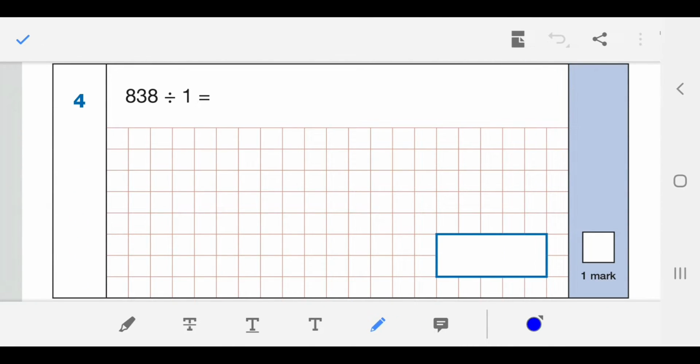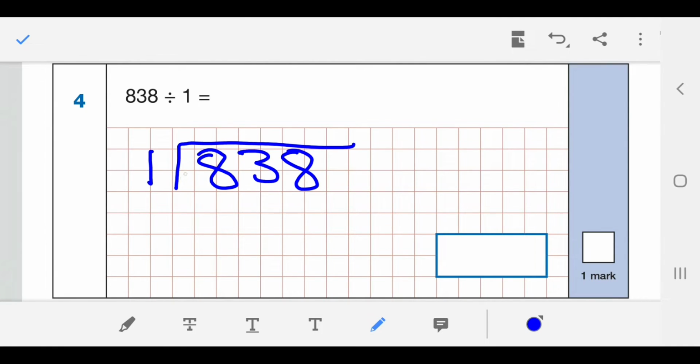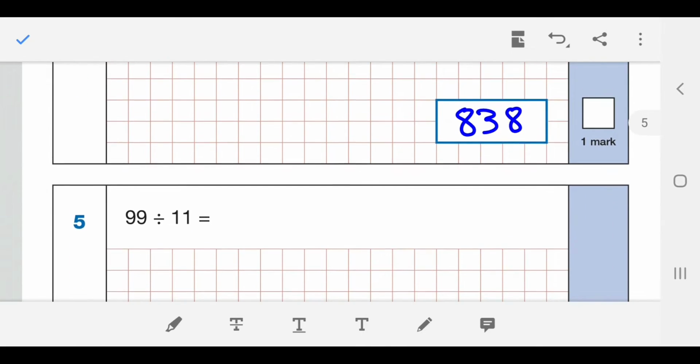Question number 4. 838 divided by 1. One thing you need to realize, anything divided by 1 is in fact itself. So if we are going to test that, we take 838, use short division, divided by 1. So 8 divided by 1 is 8, 3 divided by 1 is 3, 8 divided by 1 is 8. So the answer actually remains the same as the original number.